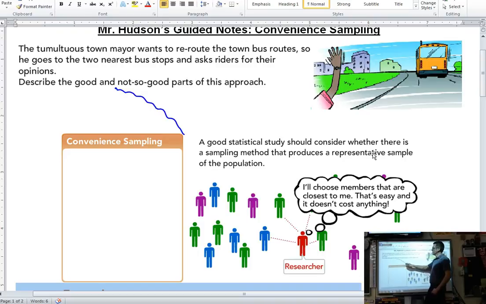So let's go good and not so good. We'll go good over here and not so good over here. What's good about what he did? It's convenient, so it's easy, right? I just don't want to write as much, so I'm going to make that say easy instead of convenient.